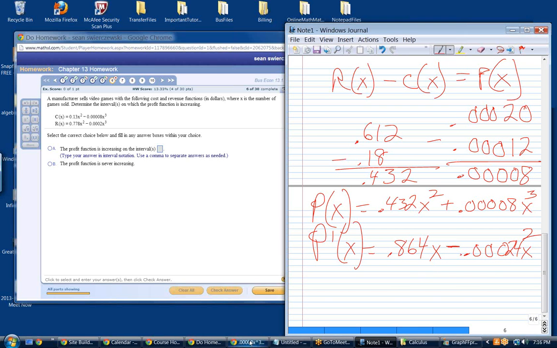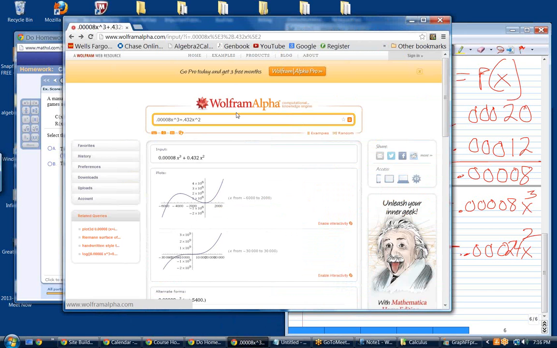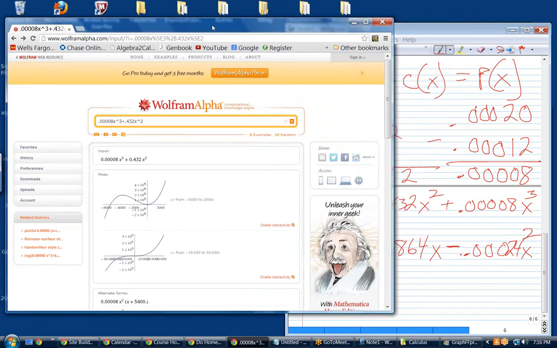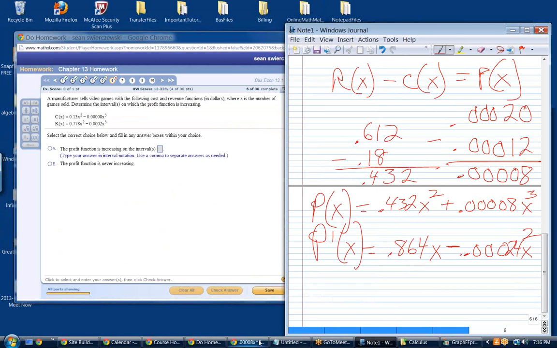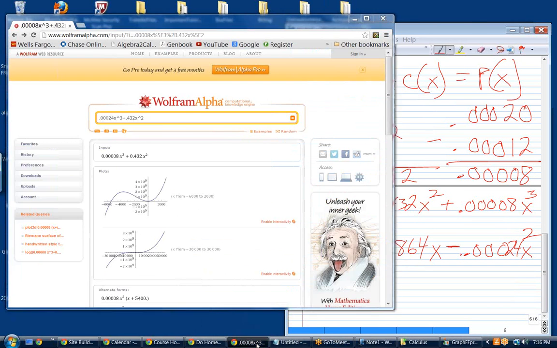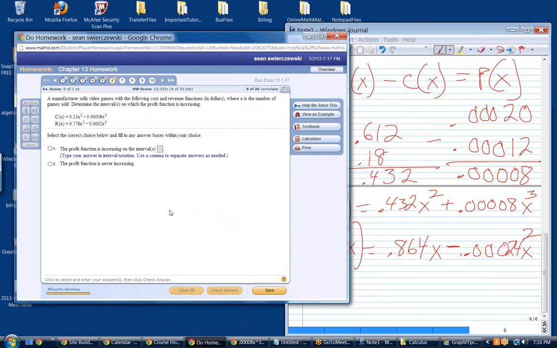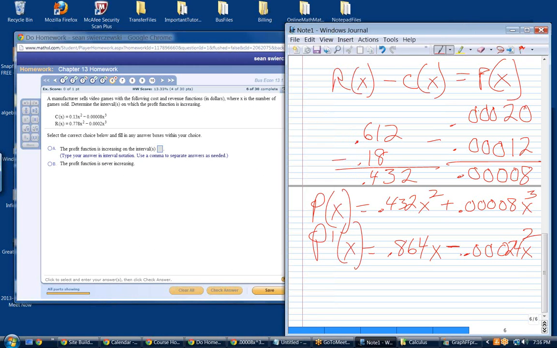So let's go back and plot that on Wolfram Alpha. Well, David, I think they changed the question. Oh, okay. We can't fix it then, huh? Oh, they changed all the numbers. Okay, so let's do this one.